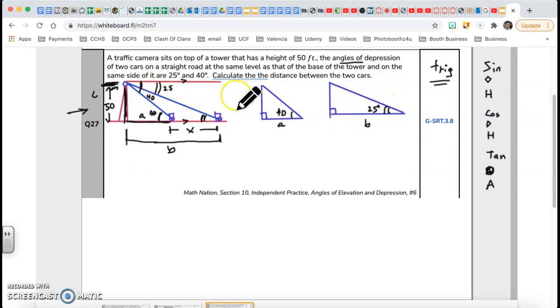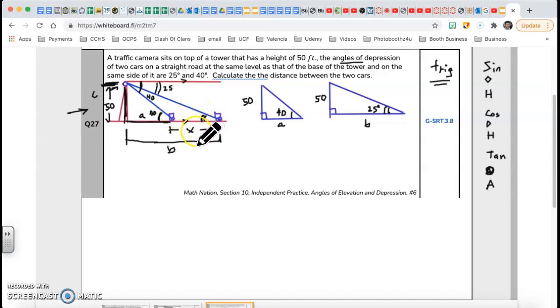What else do I have? I have the 50 as well, because that's where my camera is sitting down. So this is 50. And I got my information from my word problem into two triangles. What's going to happen? How do I find x? Guess what? X is B, the whole thing, minus A. So if I find A and B and subtract them, I'm going to find the distance between the two cars. And that's the answer.